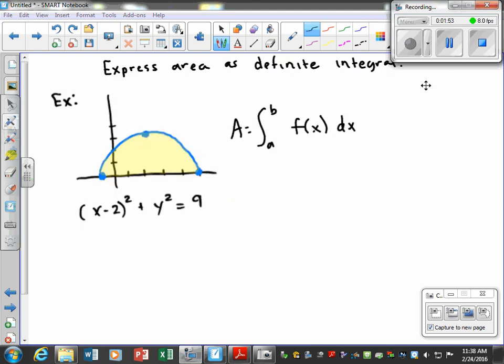Okay, so we're going to look at another example of this. Express the area as a definite integral. Basically the same instructions as the last problem. They give us our figure. This is our formula. This is the format we wanted in. Now we need to solve for y equals. So let's work on the algebra on that.